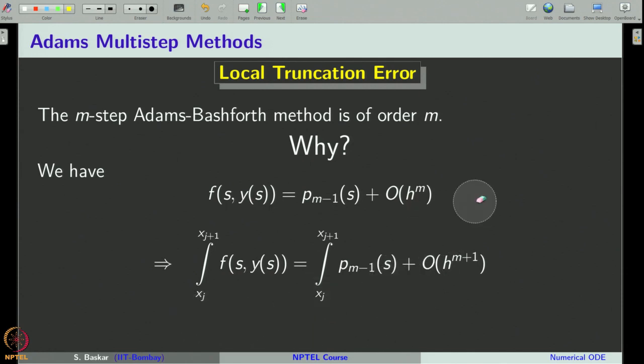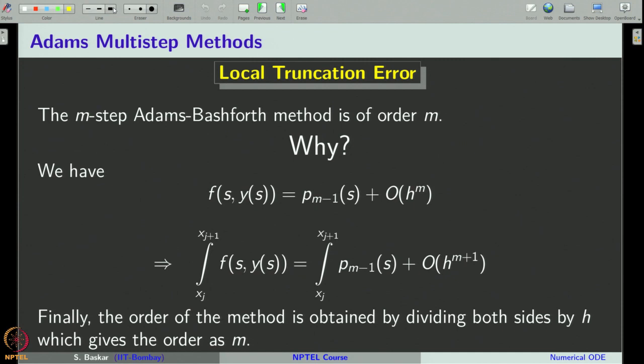Now, if you recall, in Euler forward method, we had the truncation error of order 2, but we have seen that the method is of order 1. Similarly, when we derived the Runge-Kutta method of order 2, the truncation error was of order 3.